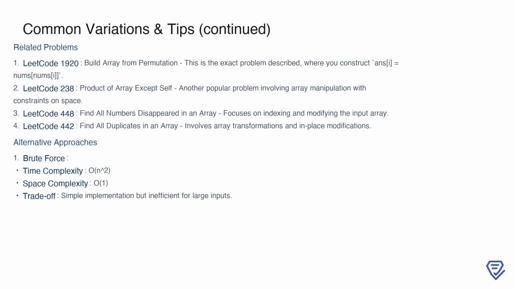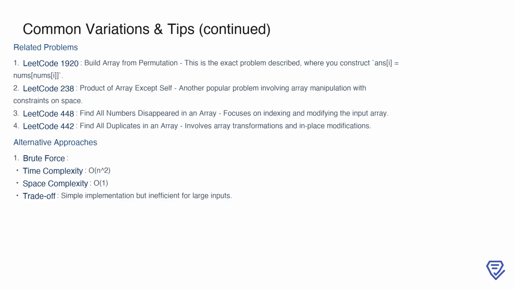This problem shares similarities with several other popular LeetCode challenges. For instance, LeetCode 1920, which we're discussing, involves constructing ans[i] equals nums[nums[i]]. Another example is LeetCode 238, Product of Array Except Self, which focuses on array manipulation under specific space constraints. LeetCode 448, Find All Numbers Disappeared in an Array, is another related problem that emphasizes indexing and modifying the input array. Similarly, LeetCode 442, Find All Duplicates in an Array, involves array transformations and in-place modifications. These related problems provide excellent opportunities to practice array manipulation techniques.